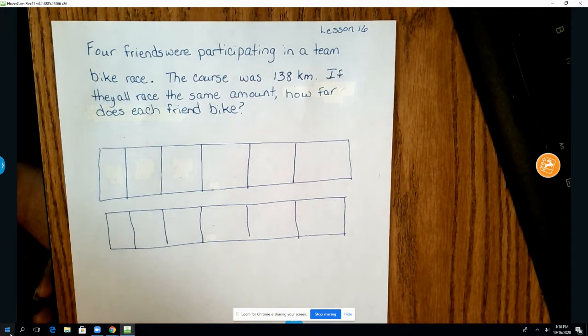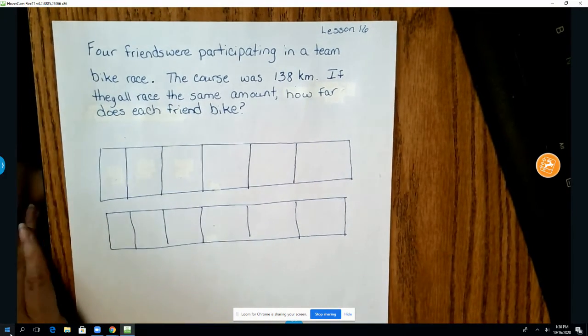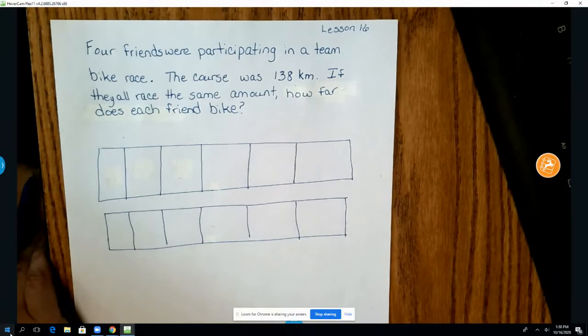So our problem that we're working on today is this. 4 friends were participating in a team bike race. The course was 138 kilometers. If they all race the same amount, how far does each friend bike?